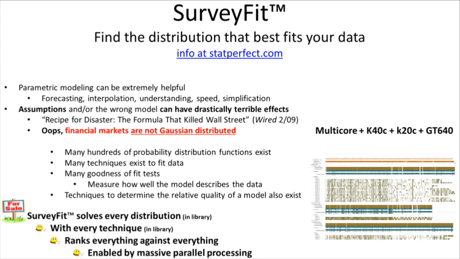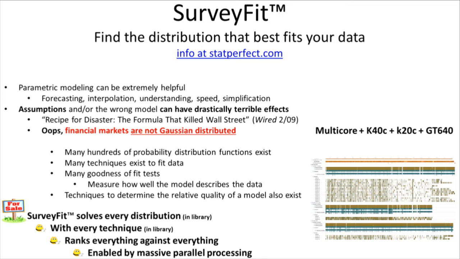It's called SurveyFit. It solves every distribution in a library. So for example, if you're fitting a normal distribution, you need to fit where the mean is and the standard deviation, the variation. So you fit that, you get your best fit. You do it for a couple hundred other additional distributions, and you do that according to a number of different fitting techniques and goodness of fit measures. And then at the end of the day, you come back and there it is. And you rank everything against everything, and it gives you your results back.